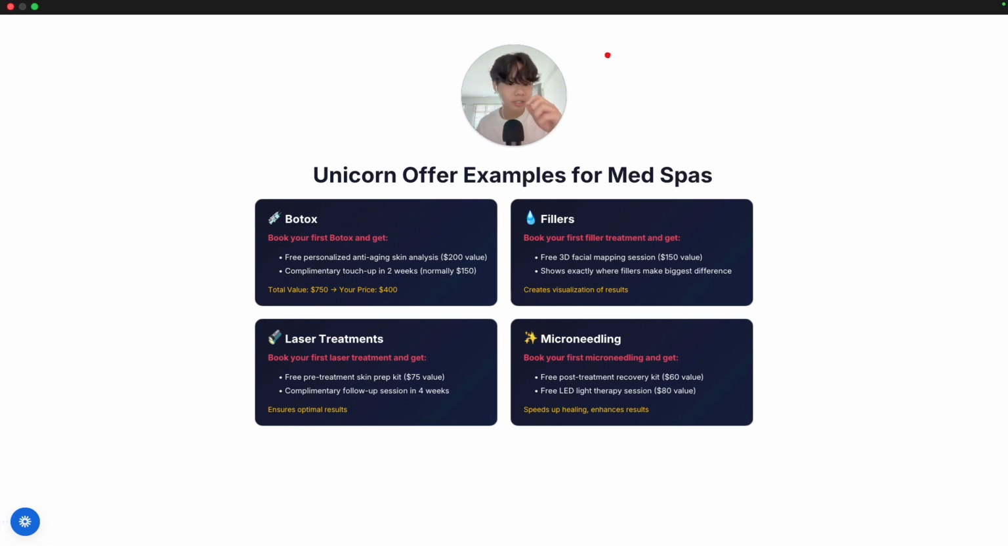And microneedling, you can have something like, book your first microneedling, get a free post-treatment recovery kit worth $60, and get a free LED light therapy session worth $80.